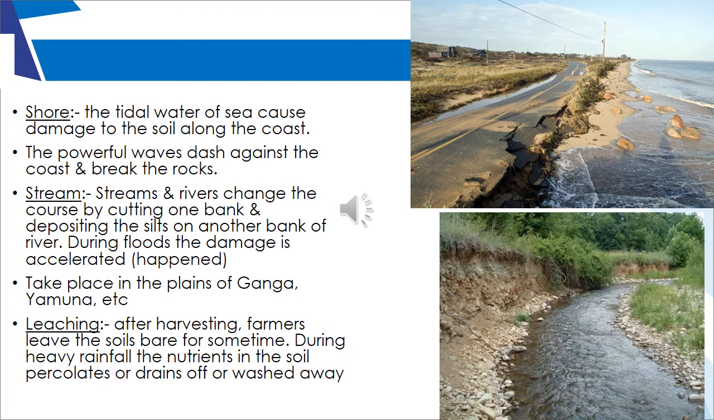All right, the next one is leaching. Now what happens is, generally after harvesting, the farmers leave the soil bare for some time. So this is basically to let the soil repair itself. At that point of time, if heavy rainfall takes place, then the nutrients which are present in the soil will either percolate down, leaving the topsoil infertile, or get washed away with the rainwater, again making the soil infertile.